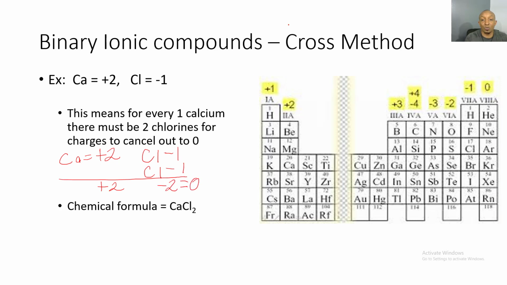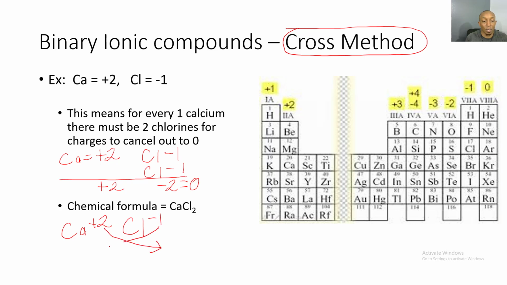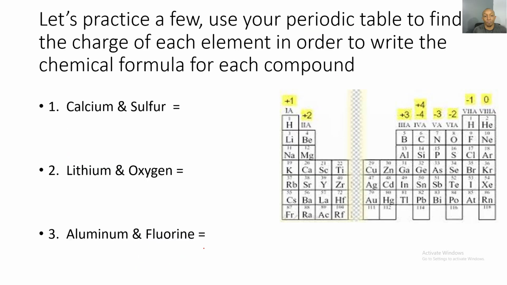Now what we can use is the cross method, which is what my students love to use. And the cross method simply shows, here's calcium and its charge, here's chlorine and its charge, and we're going to do exactly as it says. We're going to cross the charges. So instead of them being superscripts, now we're going to make them subscripts, and we're going to leave the plus and the minus signs off. So now we will have CaCl2. We don't have to put the 1 there because it's already understood that there's 1 calcium.